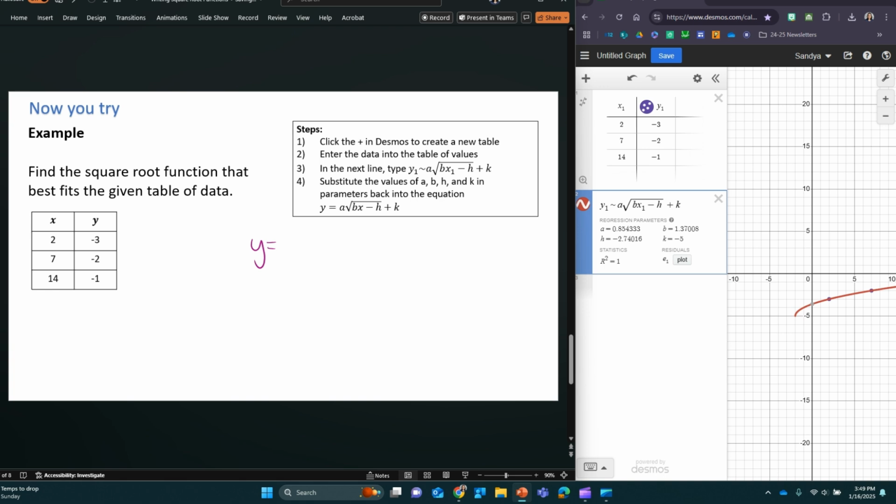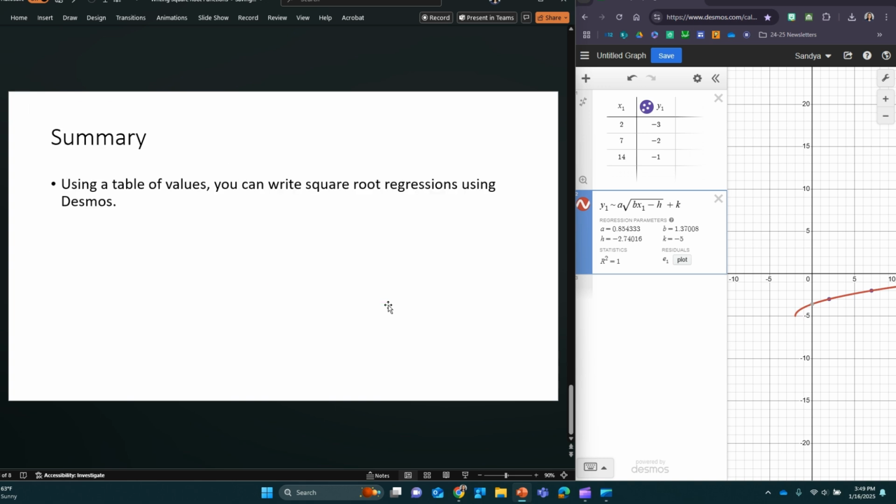So we have y equals 0.8 and then the square root of b, so 1.4x minus negative 2.7. And then that plus k, that plus negative 5 goes on the outside. So I'm going to go ahead and simplify this and combine some of those double signs. So I have 0.8 square root of 1.4x plus 2.7, and then that minus 5 is going to go on the outside. So this is the square root function that will best model this table of data. So remember, using a table of values, you can write a square root regression using Desmos.